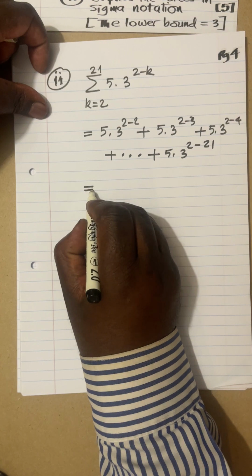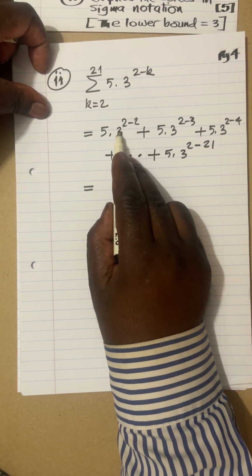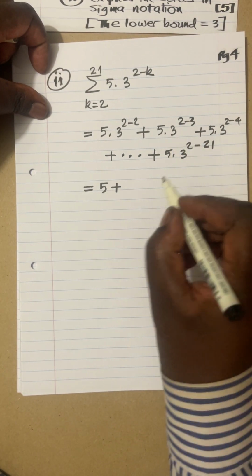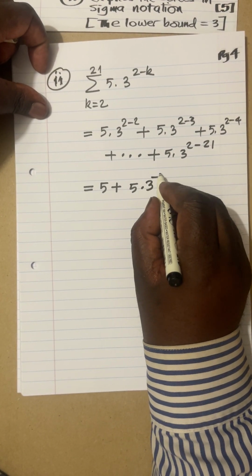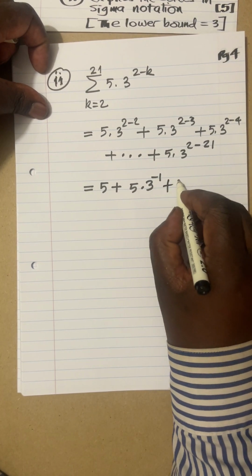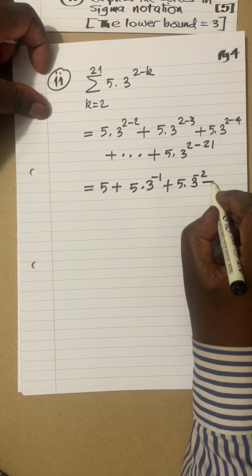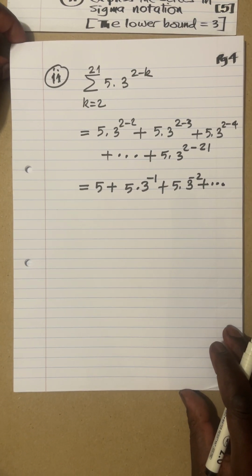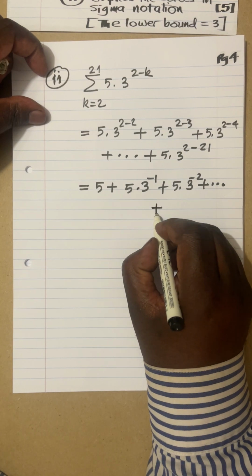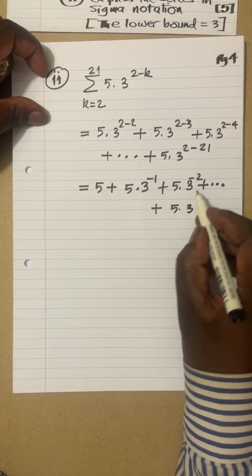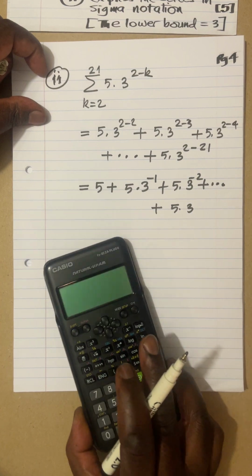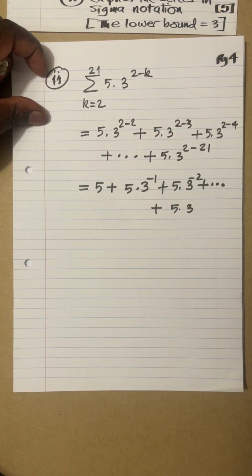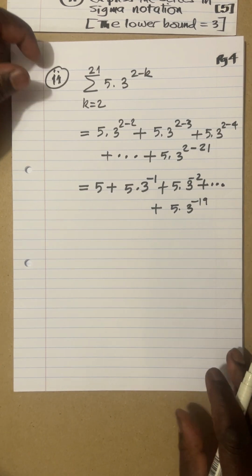Let's simplify this. So this is going to be equal to 3 to the power 0, obviously is 1, times 5, your first term is 5, plus this one here, remember it's going to be 5 times 3 to the power minus 1. This is going to be plus 5 times 3 to the power minus 2, plus 1, 2, 3, plus our last term. All right, you can see it there, right? Plus our last term is going to be 5 times 3 to the power 2 minus 21. It must be minus 19. 2 minus 21, the answer is minus 19, correct? That's our last term.